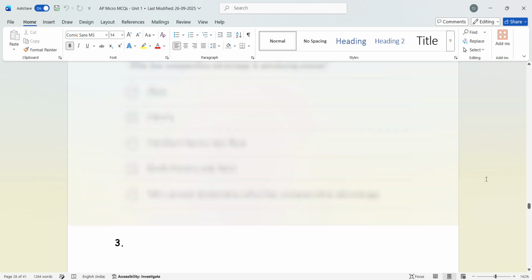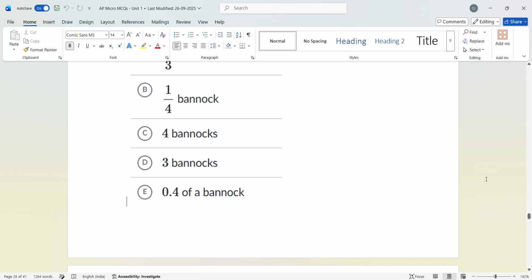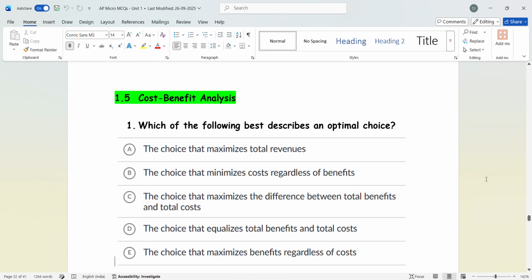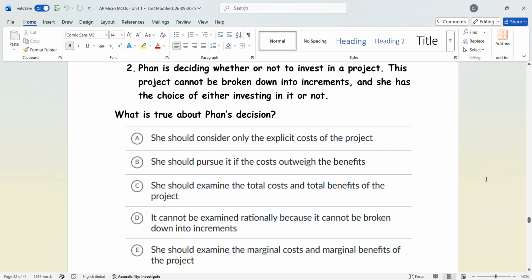All right. And let me give you questions on cost benefit analysis. That's the first one. Which of the following best describes an optimal choice? That's the second one. Fan is deciding whether or not to invest in a project. This project cannot be broken down into increments, and she has the choice of either investing in it or not. What is true about Fan's decision?